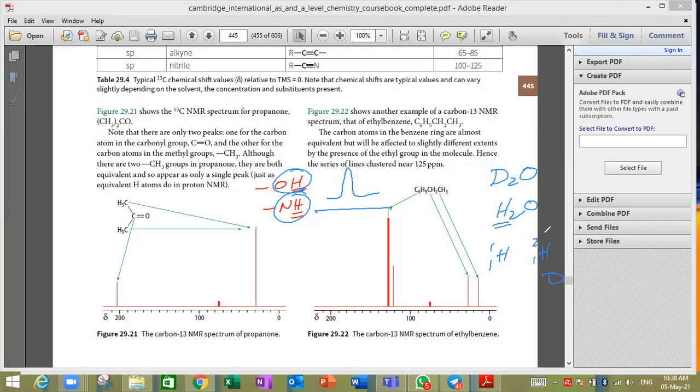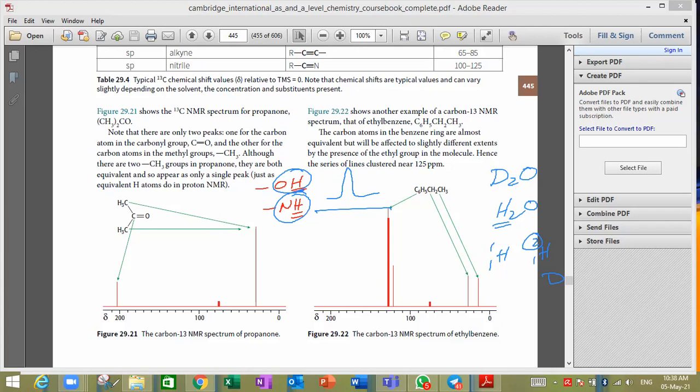In deuterium, as we have a proton and a neutron, we have an even number of nucleons, so it will not absorb in the NMR. We said that only atoms that have an odd number of neutrons or protons are going to absorb in the NMR spectrum. Those that have even numbers are not going to absorb in the NMR spectrum.